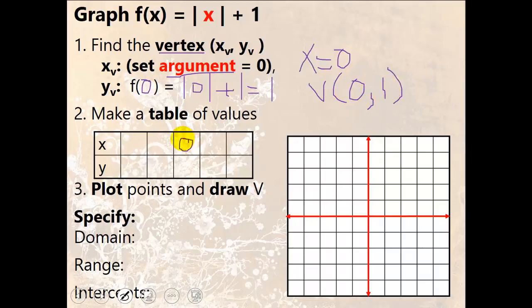And I'm going to put that in the center of my table of values. I'm going to pick points to the left, and I'm going to pick points to the right, and calculate. So I'm going to plug in -2. If I take the absolute value of -2, I get +2, and I add 1, I get 3. If I plug in a -1, the absolute value of -1 is 1. 1 plus 1 is 2. If I plug in a +1, the absolute value of 1 is 1. 1 plus 1 is 2. And if I put in a positive 2, the absolute value of 2 is 2, and 2 plus 1 is 3. Notice the symmetry. So I'm at 0, 1.